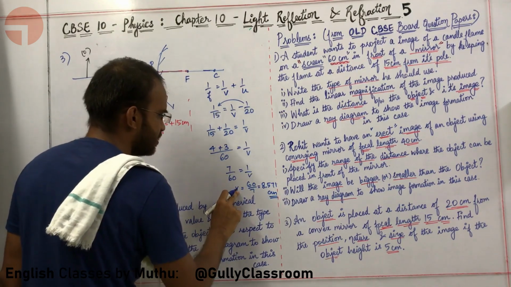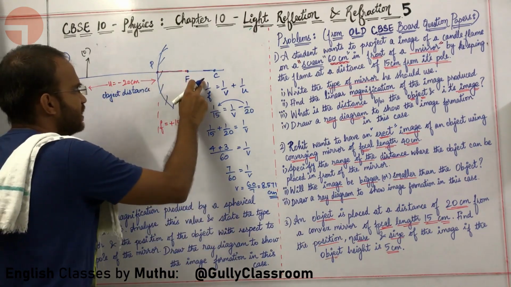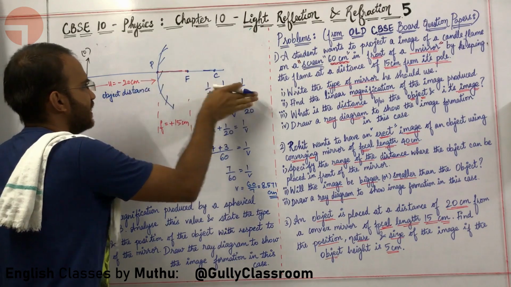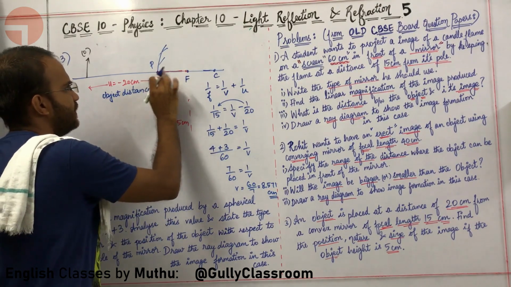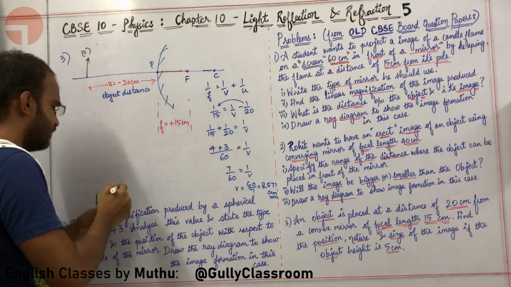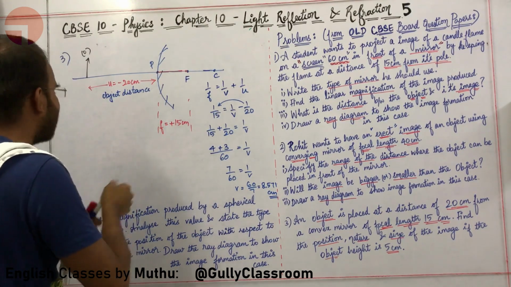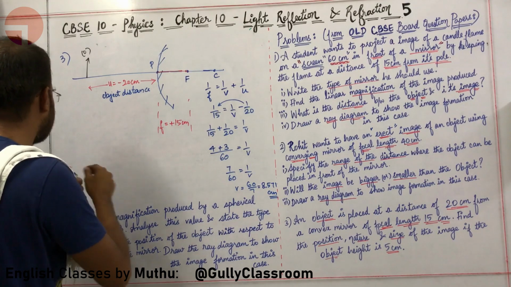Here v is positive, which means it is a virtual image. Here v is measured like this. So here it is 15 centimeters. So v is formed between P and F. Let me illustrate with a diagram in order to better understand what is happening.